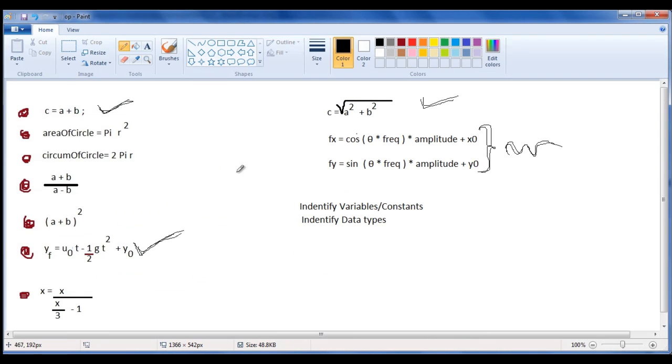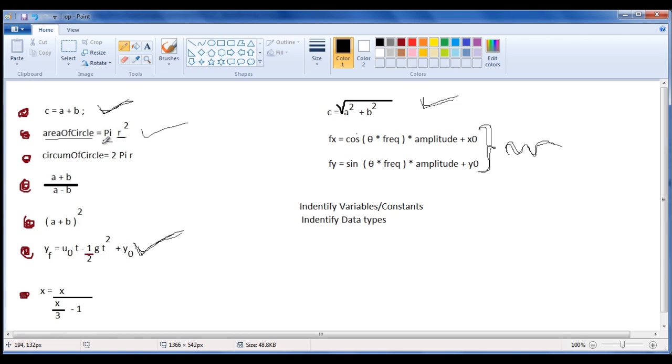Okay, let us take the second example. We have area of a circle is equal to pi r square. That's a formula, right? And area of a circle is going to change, right? Because if you give different radius, you will get a different area of a circle. And r is the radius, which is going to change, right? You will be giving different radius.